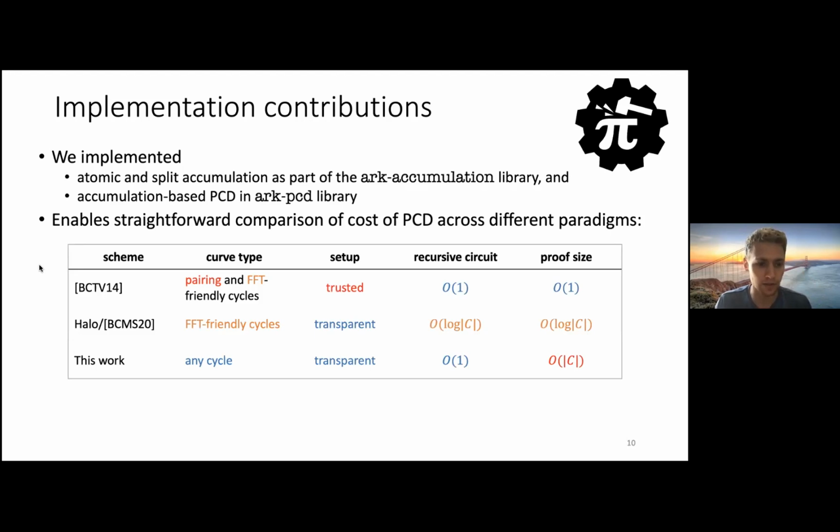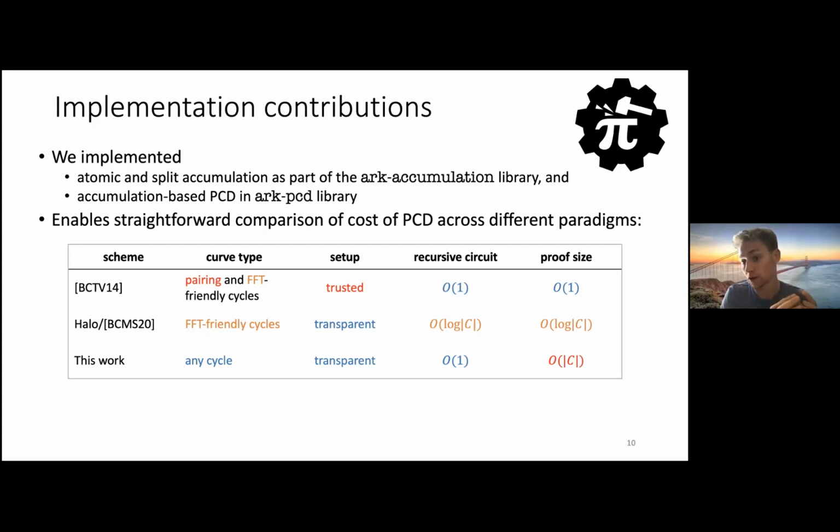And it enables a straightforward comparison of the cost of PCD across different parameters. We compare against all of the previous approaches, and we can see that for the most part, we compare favorably. One key thing that is favorable is that in order to implement these recursive proofs, you need to have a recursive circuit. So you prove that some verification procedure was correct. In order to do that, we use these cycles of elliptic curves. I might go into this a little bit at the end if we have more time. So you need to find two curves that are cycles of each other.